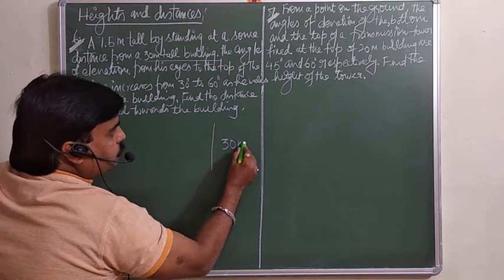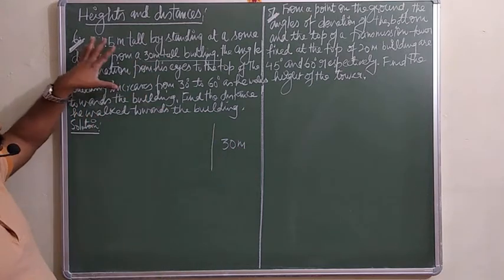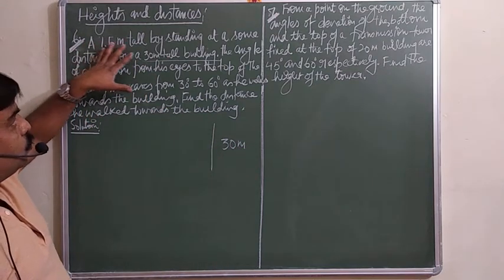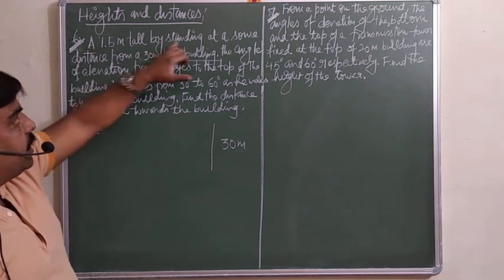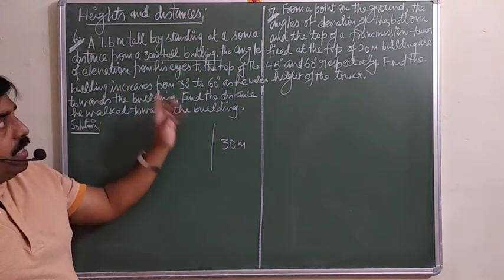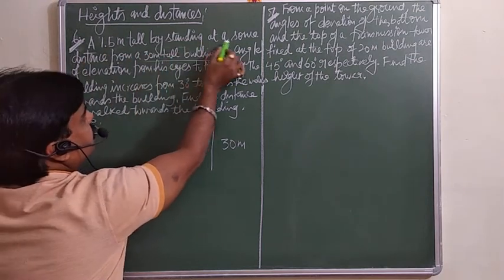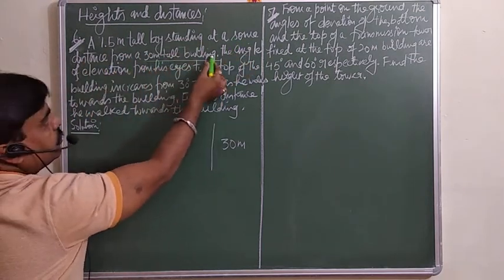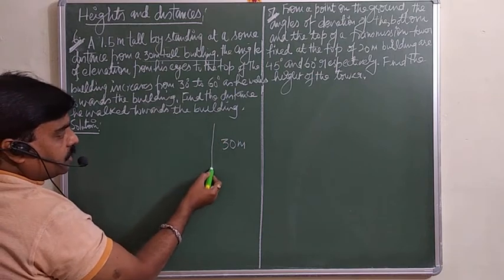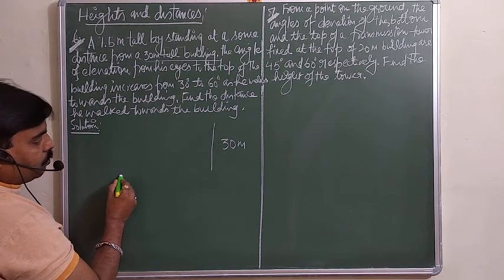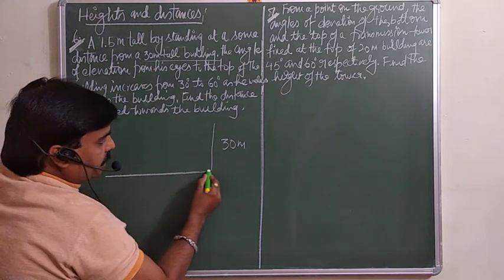An important point to draw the figure is that you must go through this question. Whatever is written in the first sentence, you have to do that first and then continue the process. The question is: a 1.5 meter tall boy is standing at some distance from a 30-meter tall building. There is one boy standing at some distance.